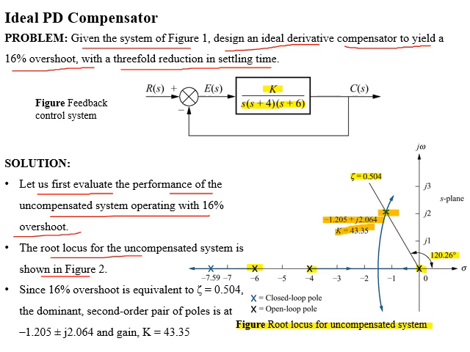Now we will find out the point where root locus intersects the line of constant damping ratio, and that will be our desired operating point. And this point is equal to minus 1.205 plus minus j 2.064. And for this point, gain will be equal to 43.35.